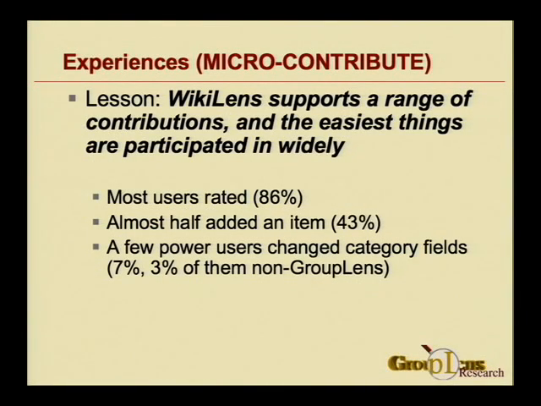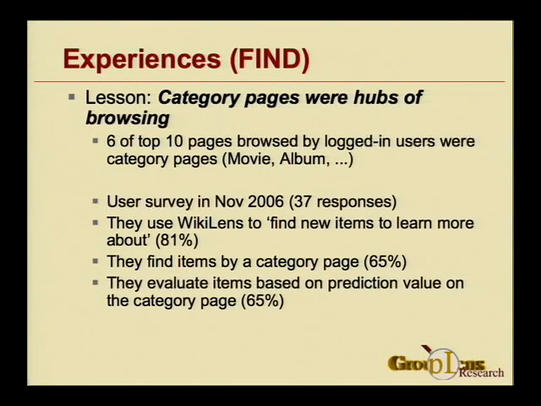We found that WikiLens supports a range of contributions. Most users who joined rated something. 40% of users added something, while fewer users changed category fields or categories themselves. Category pages were hubs of browsing. 6 of the top 10 pages browsed by logged-in users were category pages, like movie or album or book.